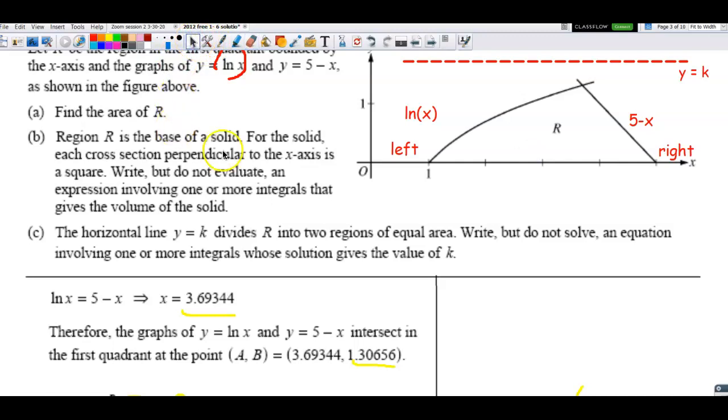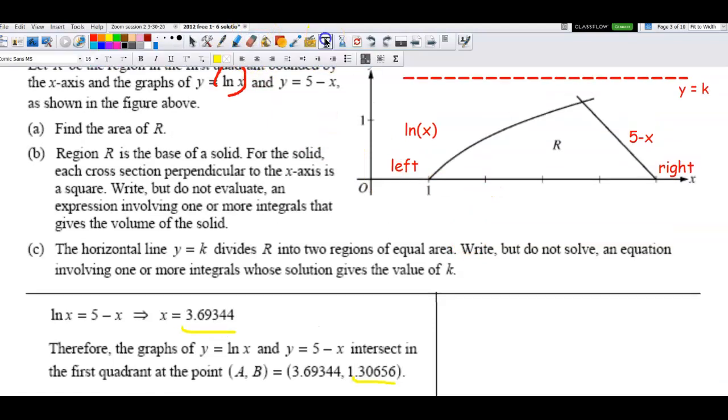So region R is the base of a solid for each cross-section perpendicular to the x-axis. So we're in terms of x is a square. Write but do not evaluate an expression involving one or more integrals that gives us the volume of the solid. So we know that when we're finding that, when we're doing cross-sections or making cake, we start with area of a square. So the area of a square, let's do a different color besides yellow. All right, so area is equal to a side squared. So that's our geometry formula for the area of a square.